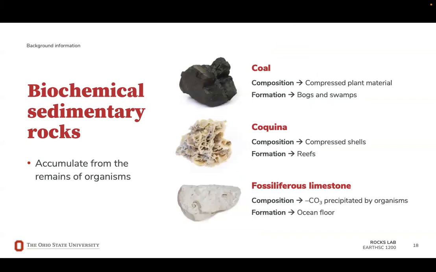Biochemical sedimentary rocks accumulate from the remains of organisms, typically shells or fossils, but can be anything created by plants, microorganisms, or animals. Common types of biochemical sedimentary rocks include number 1, coal, which forms from compressed plant materials in bogs and swamps. Number 2, coquina, which is composed of compressed shells and typically forms in coral reefs. And number 3, fossiliferous limestone, which is composed of carbonates that are precipitated by organisms, typically found along the ocean floor.